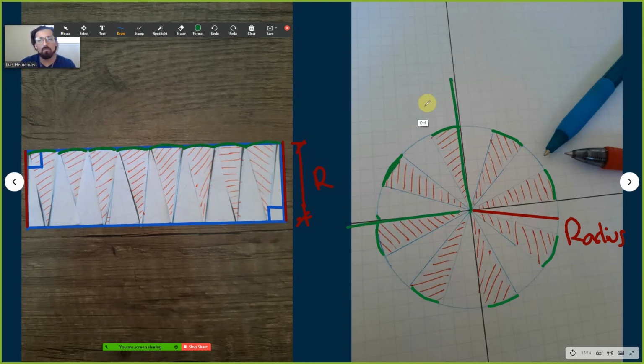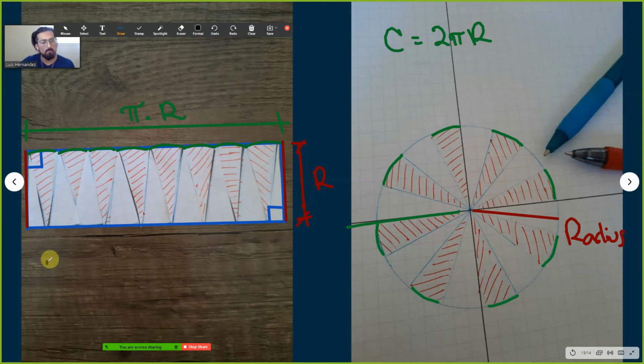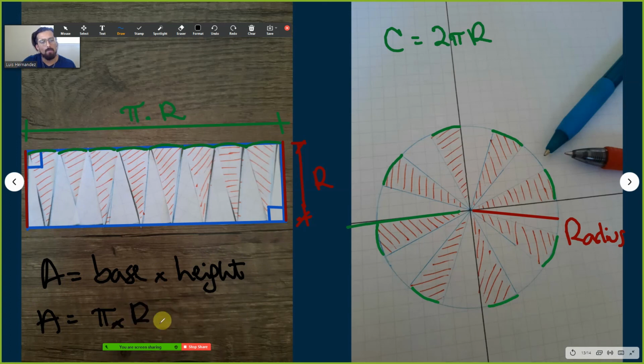So I can say that if the circumference, remember that we had the formula circumference equals 2 times pi times r, well, the green part only corresponds to pi times r. And what is the area of a rectangle? The area of a rectangle is the base times its height, right? If the base is pi times r, and the height is also the radius, this is going to be pi times r squared. And that is how the magical formula appears.